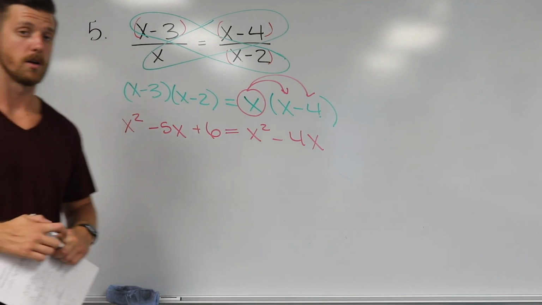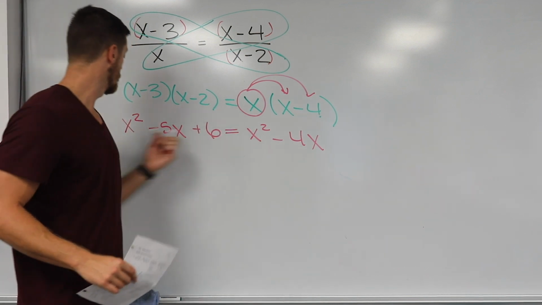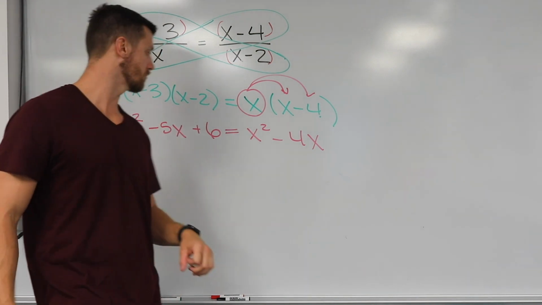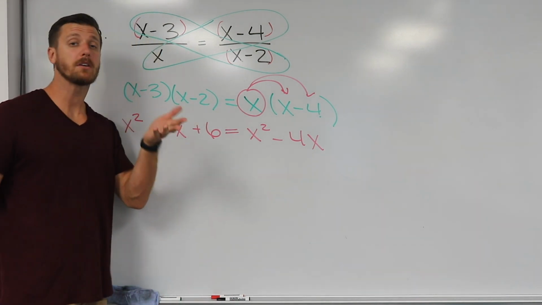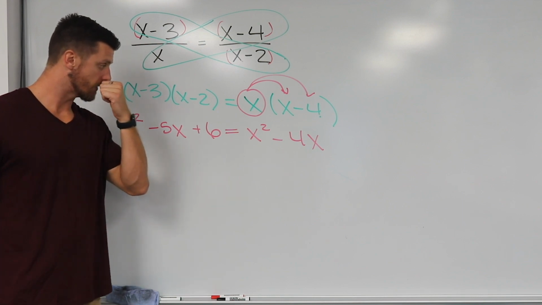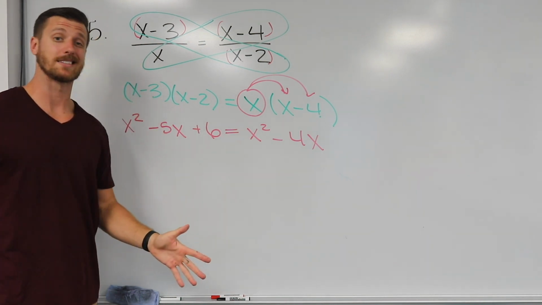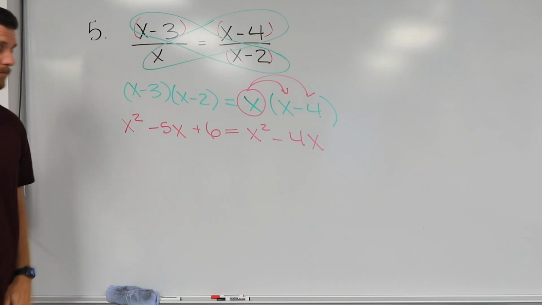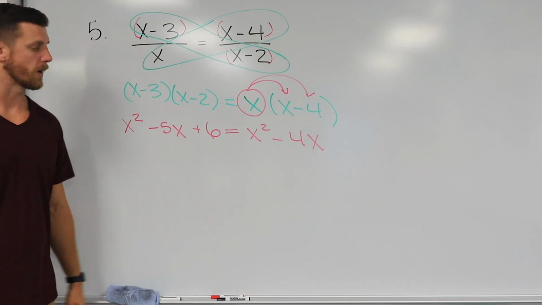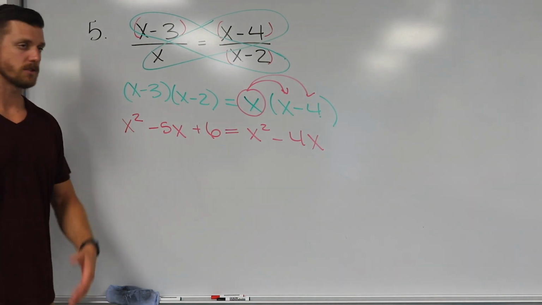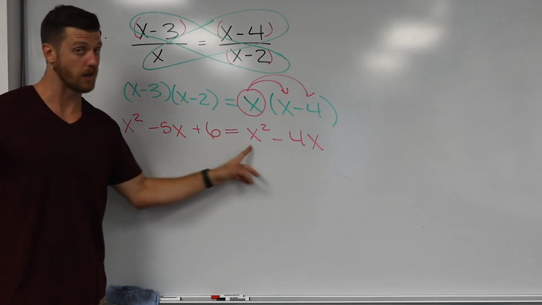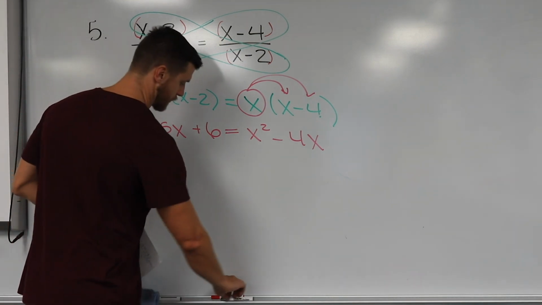Alright, now it looks like, hey Mr. Charanza, I see x squareds. We have to set this equal to 0. Maybe. That's a good mindset to begin with for sure. But let's just move some around. Let's move this x squared with this x squared, so it's a positive x squared. How are you going to move it over?